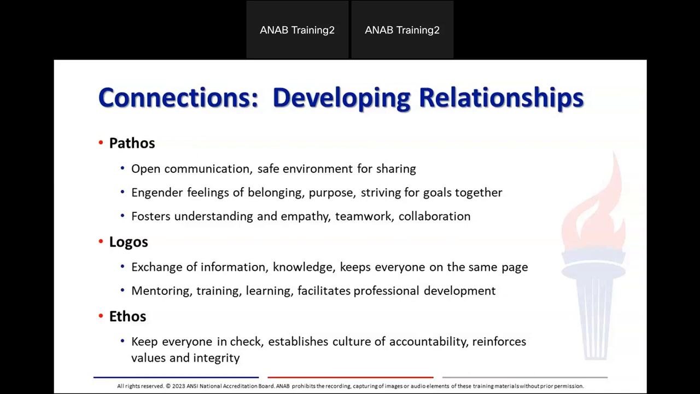Connections also help with the ethos of the organization or the ethics. These strong connections will help keep everyone in check. So having strong connections does build that open communication culture, and individuals will feel safe to discuss or bring forward issues or problems or speak up to hold individuals accountable. This really does help reinforce the values or the integrity of the organization and goes back to the character of the organization. So these requirements for connection are spread throughout many standards. We're going to take a look at a few that are in 17025.